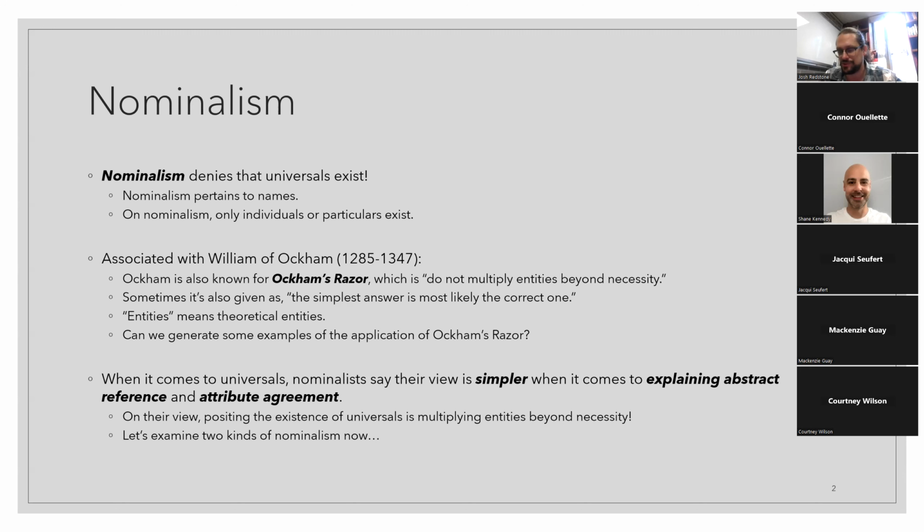And we need these universals to explain things like abstract reference. I can say this thing and this thing and this thing are all green. I can talk about them in the abstract, and I can talk about how their attributes agree with one another. They're all green items. Realists would say that we need universals to be able to explain abstract reference and attribute agreement.